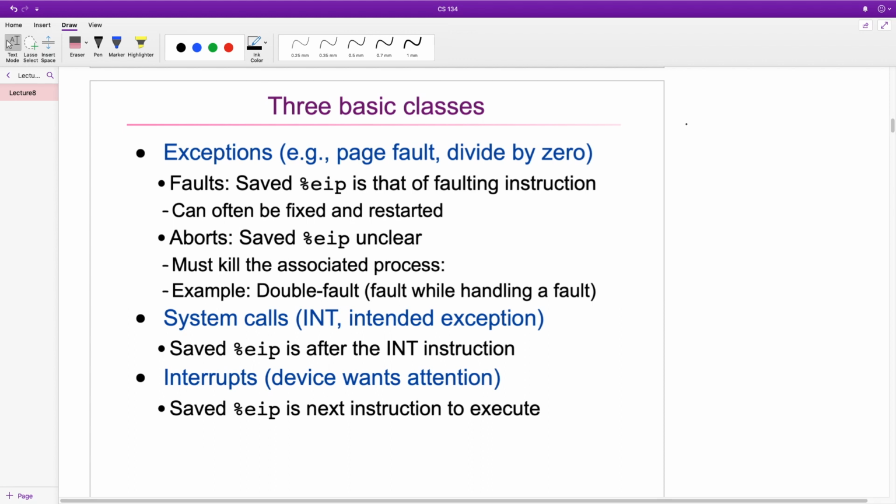There are aborts that are not fixable, and there it's often not even documented what the EIP is. An example might be a double fault. You fault while you're handling a fault. Or a triple fault, you don't even get an exception, it restarts the machine. System calls are intended exceptions. It's an exception that the user program is making to communicate with the kernel, and there the instruction pointer is after the interrupt instruction, which we know. And for interrupts, where some device wants attention, the instruction pointer is the next instruction to execute.